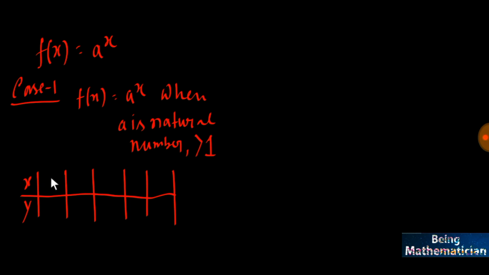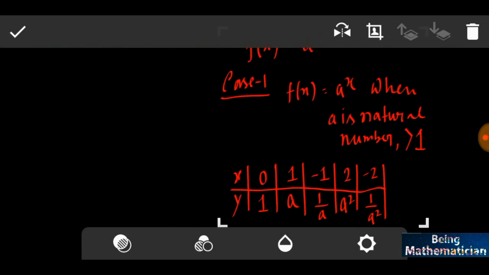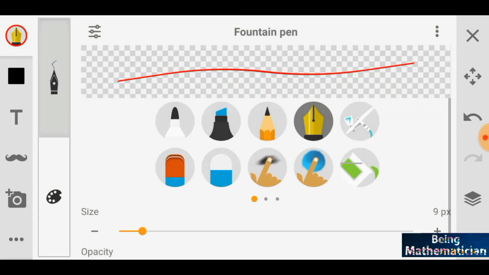Now, let's make a table for better understanding. When x is 0, then y is 1. When x is 1, then y is a. When x is minus 1, then y is 1 by a. When x is 2, then y is a square. When x is minus 2, then y is 1 by a square. Now, let's see the graph of this function.